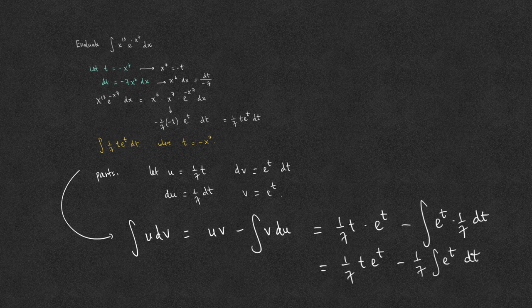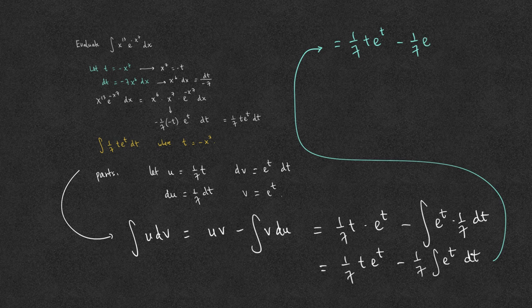To finish this problem, we see that the antiderivative of e to the t is e to the t, so this is 1 over 7 times t times e to the t power minus 1 over 7 times e to the t, because the antiderivative of e to the t is e to the t plus c, but there's no t in the given integral. t is negative x to the 7 power, so we will substitute t with negative x to the 7 power. Everything is the same except for the back substitution.